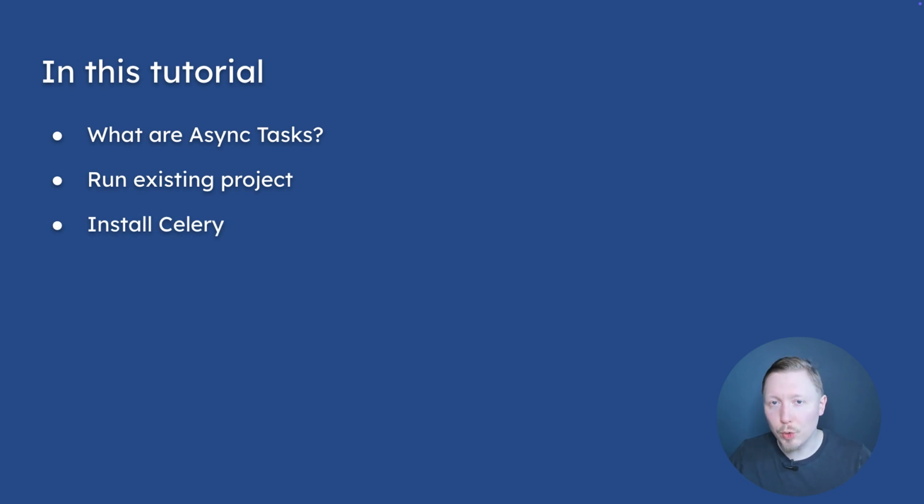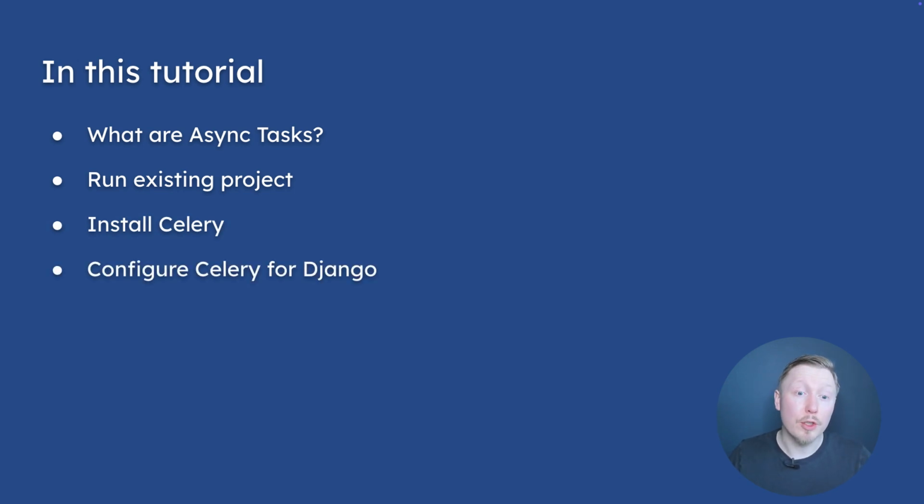Then we're going to install Celery on the project. We're going to configure Celery for Django so that we can actually use it in our Django project. We're going to create a new task that we can run in the background. And then finally, we're going to test the task and make sure that it runs.